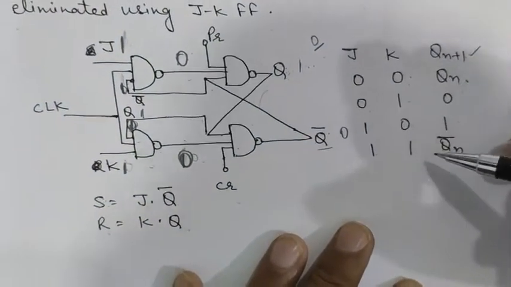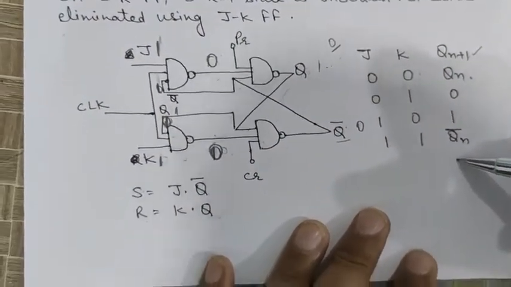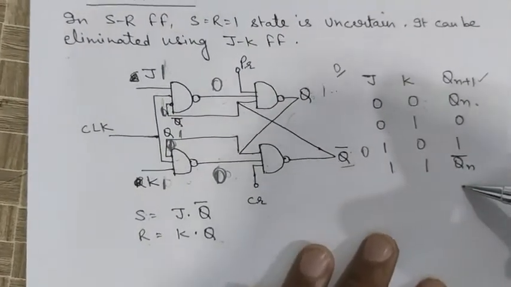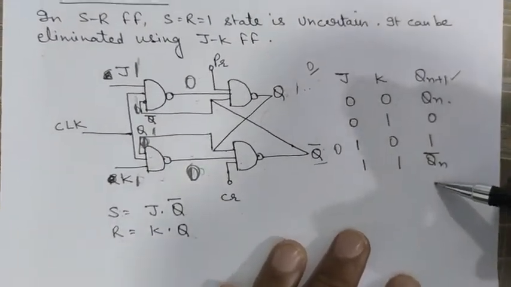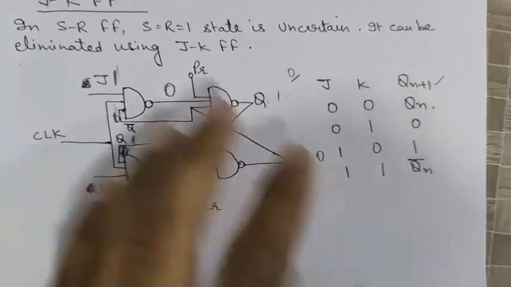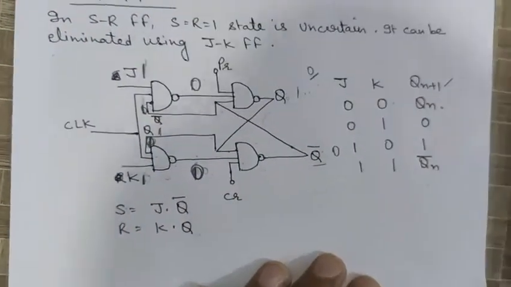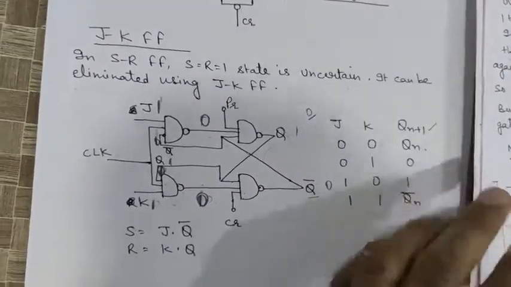So this is how we overcome the problem of SR flip-flop, in which we do not have the function for S equal to 1 and R equal to 1. So this is the working of JK flip-flop. In the next lecture I will be talking about the drawbacks of JK flip-flop and how to overcome that.